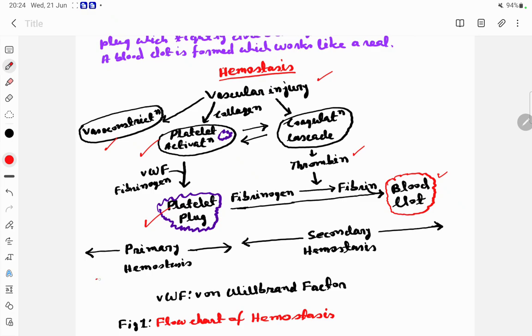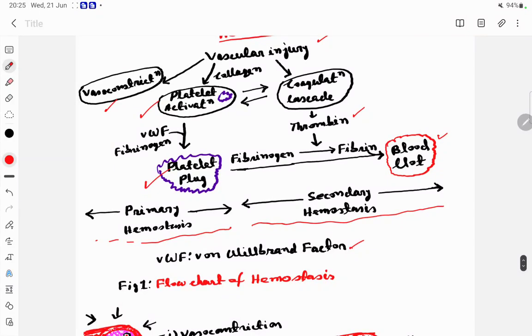So this much part is known as primary hemostasis, because the stoppage of blood has not occurred properly, because the platelet plaque is a loose plaque, and this is called secondary hemostasis. And after that, the bleeding is stopped completely because of the formation of the blood clot. So vWF here is von Willebrand factor. So this is the flow chart of hemostasis.